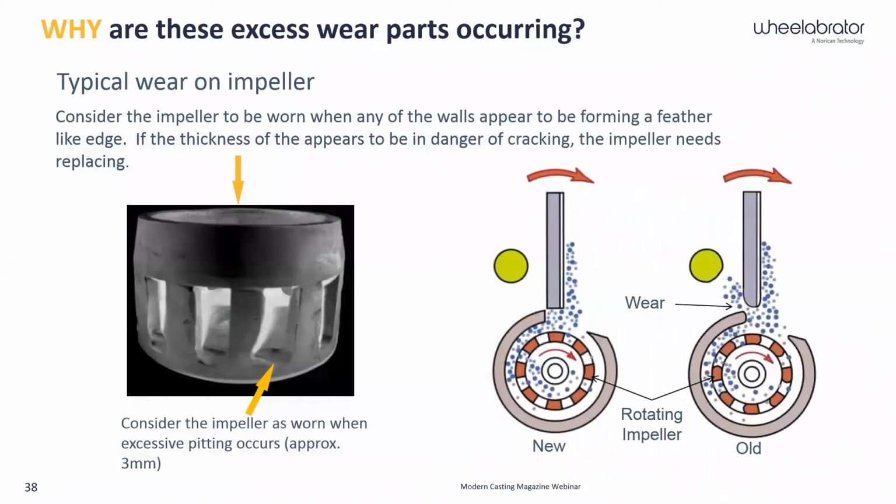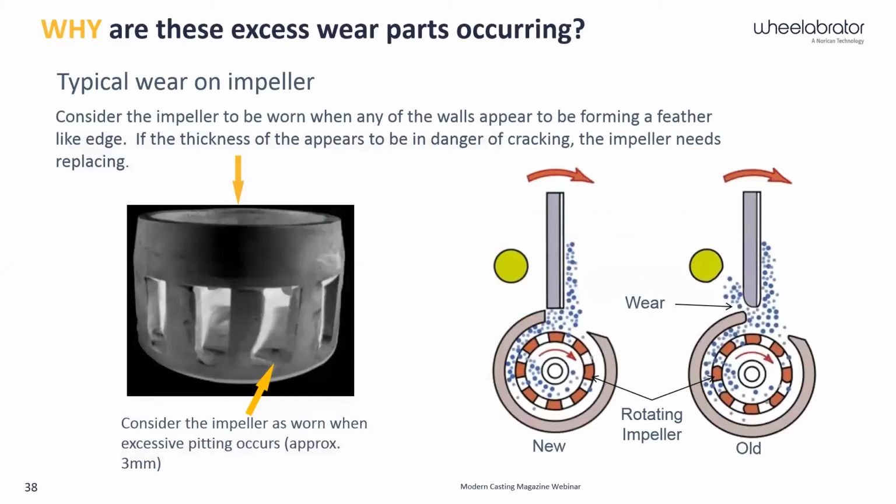Whenever you can read there, the impeller is worn when the wall appears to be forming a feather-like edge. You know, the purpose of the impeller is to keep that abrasive generated and fluffed, and it sets the timing coming out of that control cage onto the blade. As those veins start to get thinner and thinner, they're not generating and moving the abrasive around the same, and the timing is going to be off.